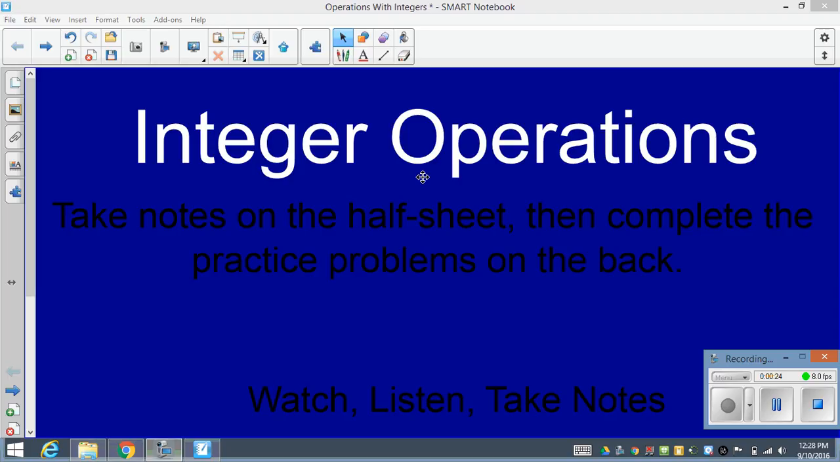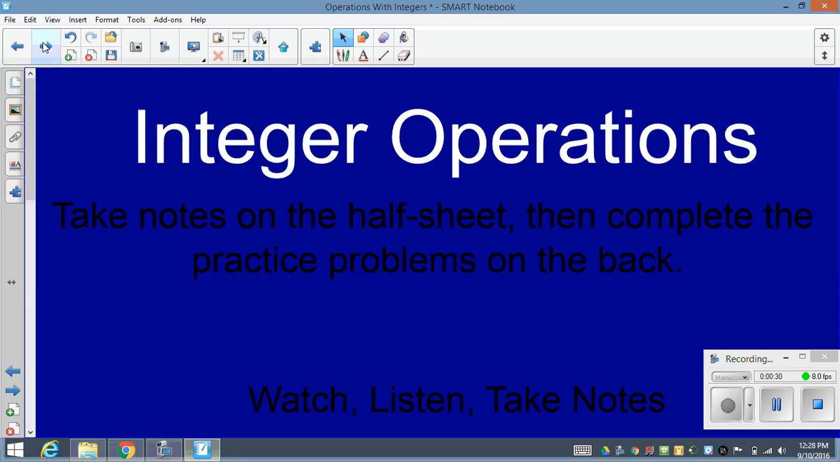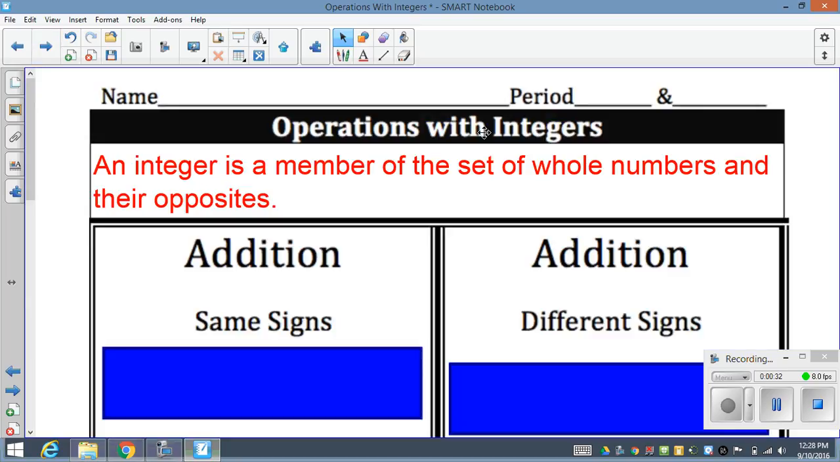You do have a half sheet that you're going to take some notes on, and then you're going to do some practice problems on the back. So let's go ahead and get started. Let's start by defining integer, and actually let's back up. Let's start by writing your name and your 2 class periods at the top of the page because you are turning this in today. And then let's start with defining our integers.